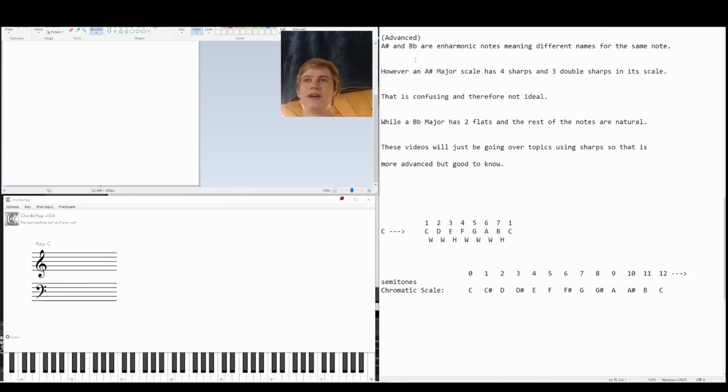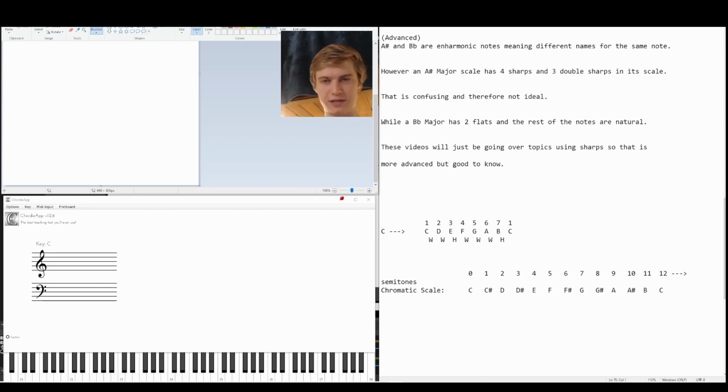This is a little more advanced, so I wrote advanced up here. And that's that A sharp and B flat are enharmonic notes, which means those are different names for the same note. However, if you look at an A sharp and you plug that into the major scale, so you get an A sharp major scale, you're going to come out with a scale that has 4 sharps and 3 double sharps in its scale. And a double sharp means it's 2 semitones above the note it's attributed to. So when you start to look at that, it's very confusing, and therefore it's not very ideal.